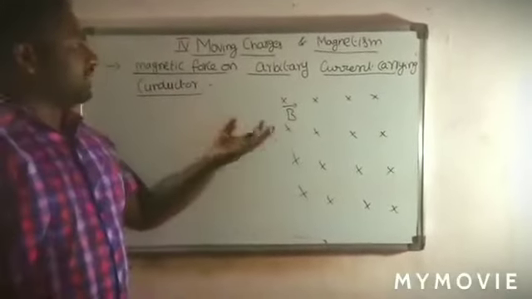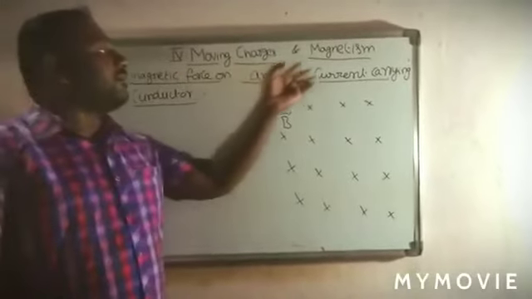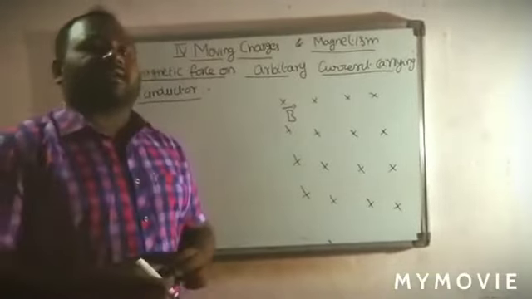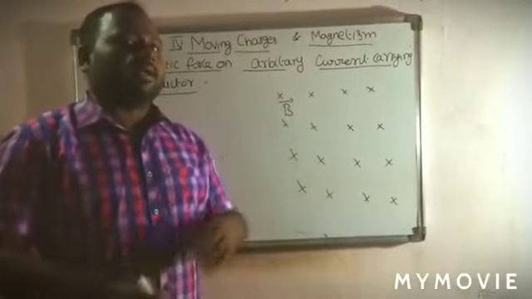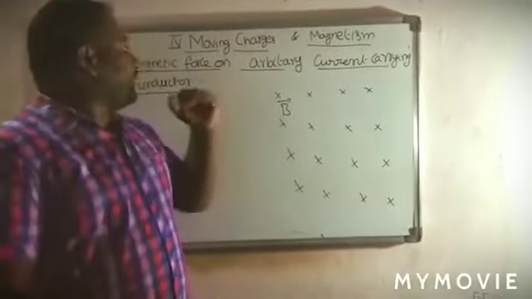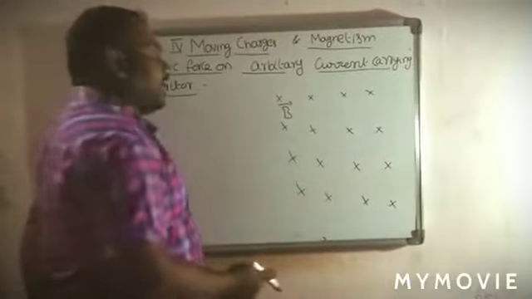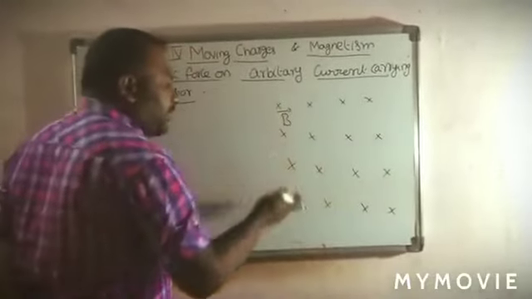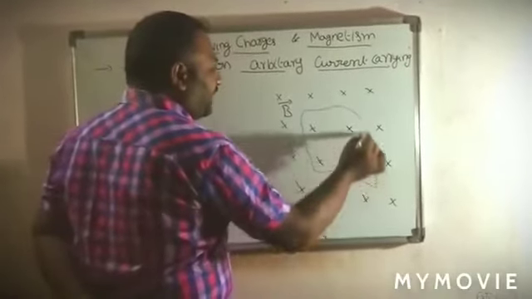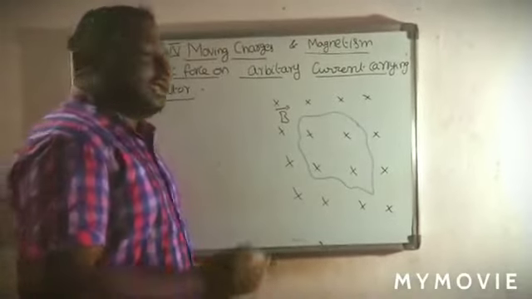Now see the next simple question we are going to use, that is what is the magnetic force on an arbitrary current carrying conductor. Here arbitrary current carrying conductor means it does not have a particular shape. In the previous part we derived the magnetic force on a straight current carrying conductor. Here I take an arbitrary current carrying conductor in a magnetic field. In this magnetic field I take a current carrying conductor which is in this shape. It does not have a particular or proper shape.